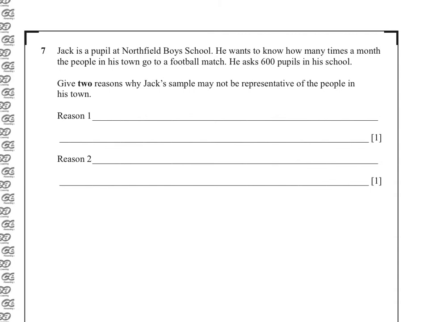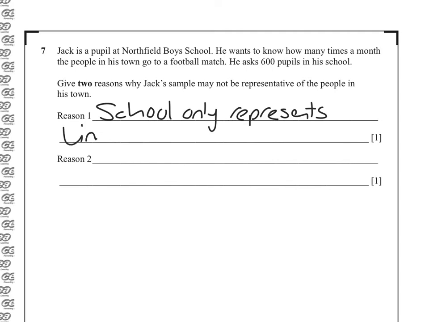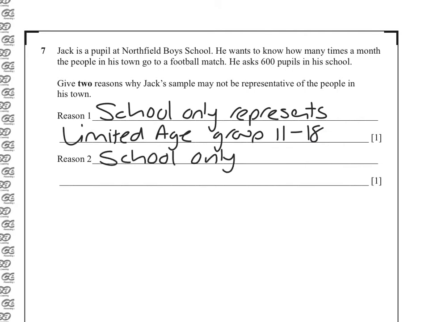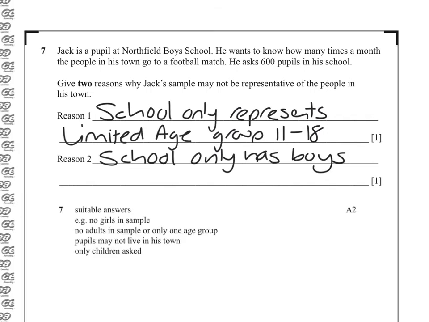First reason would be the school only represents a limited age group. So that would be 11 to 18. And the second reason was the school only has boys, so no girls. You can see here that SIA have listed a number of suitable answers. No girls in sample, no adults, pupils may not live in this town, only children asked.